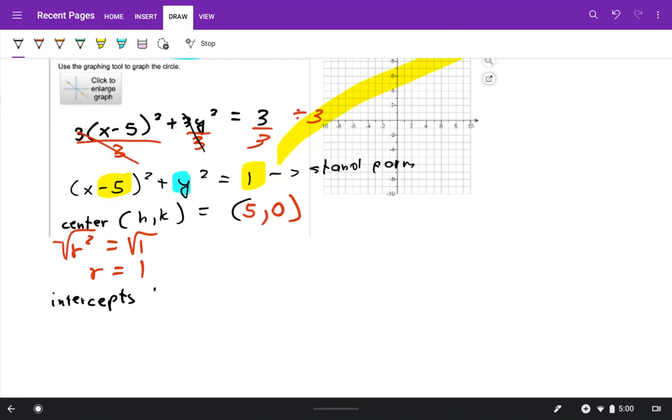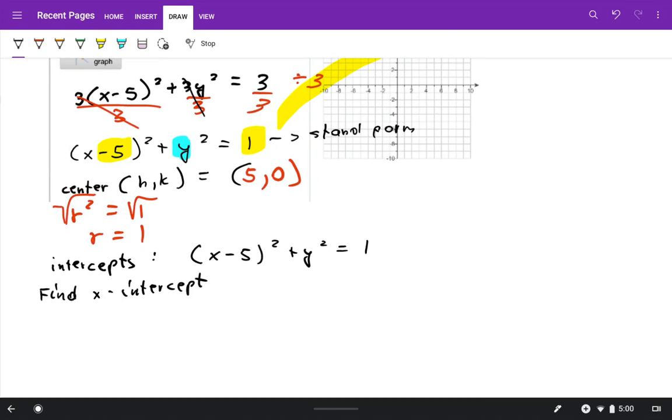So I'm going to use the standard form, (x minus 5) squared plus y squared equals 1. Let's find the x-intercept first. To find the x-intercept, you make y equal 0. So that will be (x minus 5) squared plus 0 squared equals 1, and we're getting (x minus 5) squared equals 1.